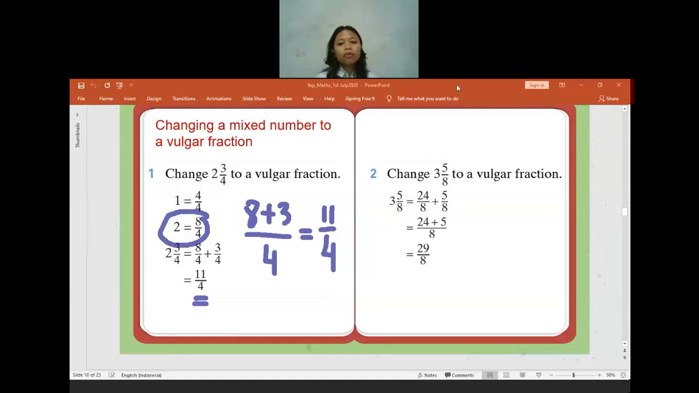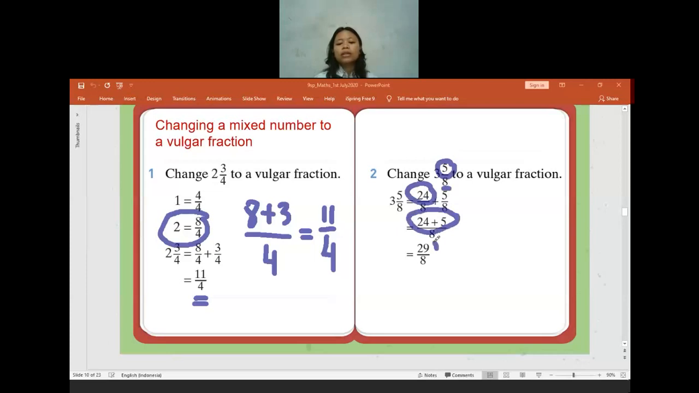Is there anyone who gets confused, or maybe I talk too fast? Is there anyone who still gets confused? No. No, teacher. Okay. If no one gets confused, I have 3, 5 per 8. So I will multiply again. 3 times 8 equals 24. I got the 24 and then I add it to the numerator in here, which is 5. So 24 plus 5 equals 29. And then check the denominator is by 8.